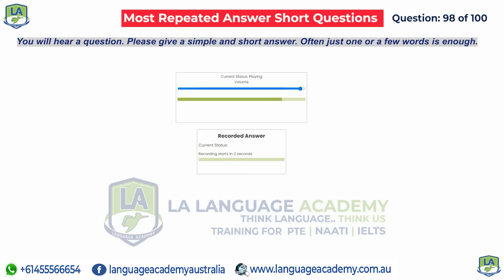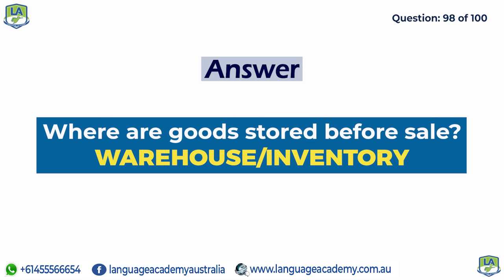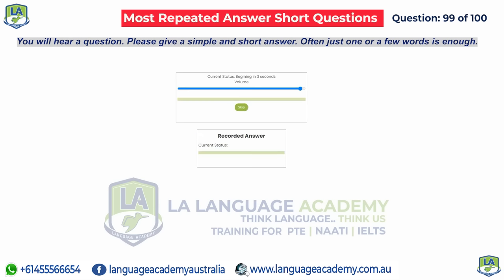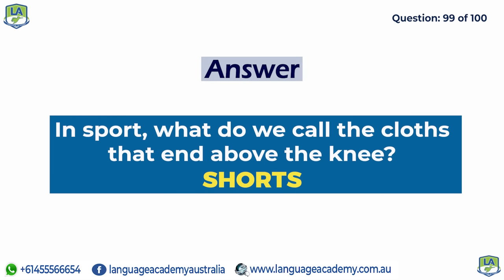Where are goods stored before sale? Warehouse, inventory. In sport, what do we call the cloths that end above the knee? Shorts.